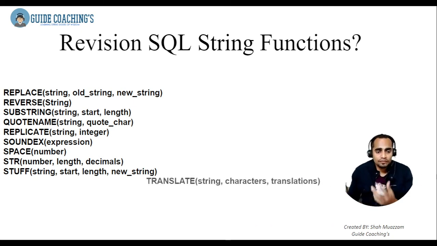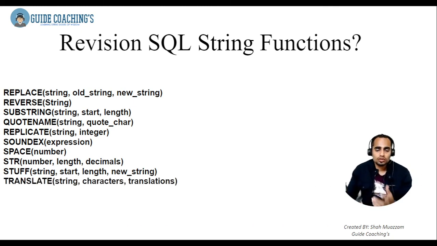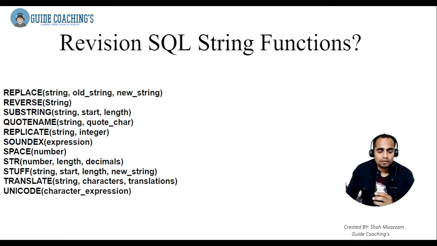Then we have seen about translate. So translate basically takes three parameters. The first one is string, then the second one is characters, and the third one is translations. So whatever translation we want to put, we will put it into the last parameter, which is comma separated. Then we have learnt about Unicode. So Unicode simply converts any string or any character expression into the ASCII value.